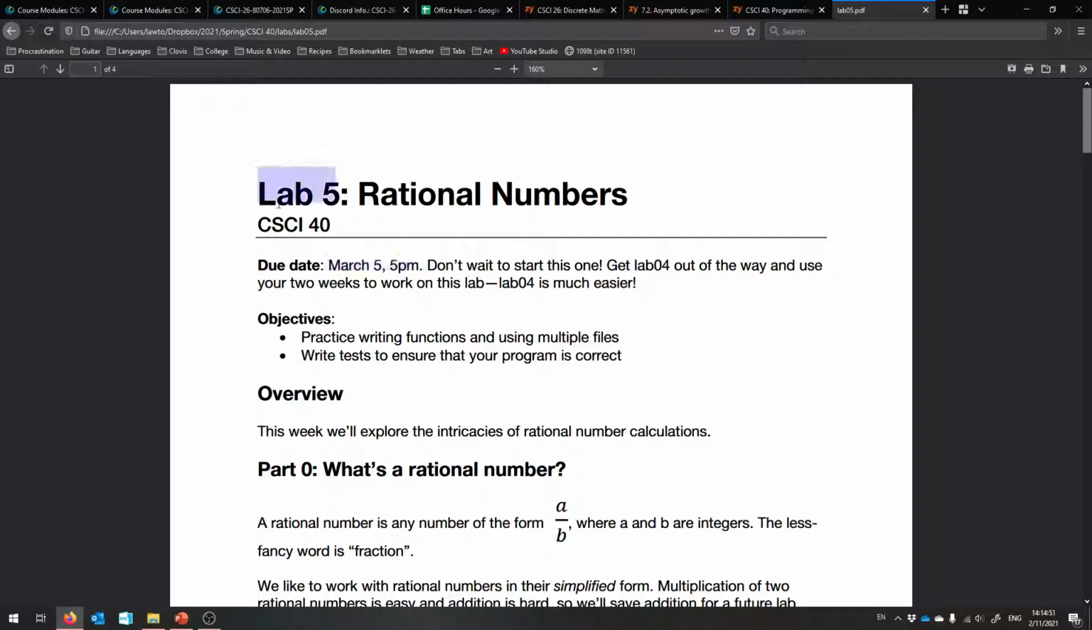Lab 4 is due in 2 weeks because of your midterm, but Lab 5 is due a week after that. And I encourage you to take 1 week to do Lab 4, and then use 2 weeks to do this one because it's a bit harder. Okay? So that is my recommendation.